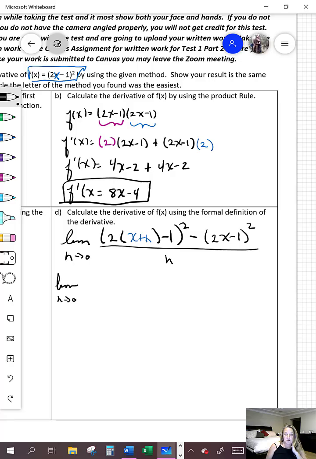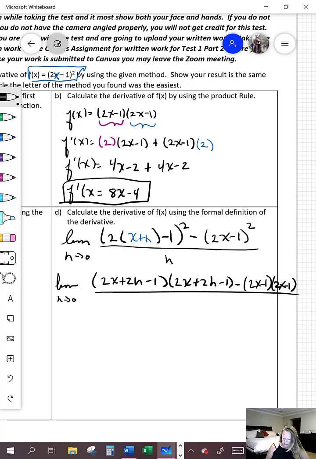So let's distribute that 2 inside the parentheses here of x plus h. So we have 2x plus 2h minus 1. This quantity squared is saying that we're going to multiply it by itself twice. So times 2x plus 2h minus 1 minus, and now we're going to take 2x minus 1 and multiply it by itself twice. So 2x minus 1 times 2x minus 1 all over h.